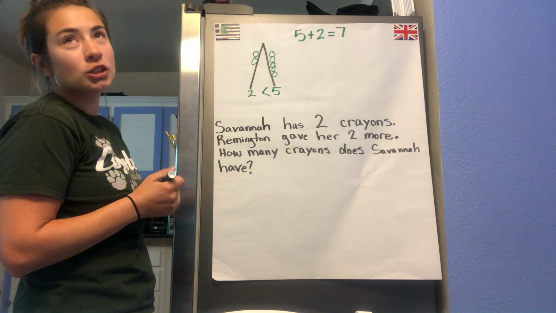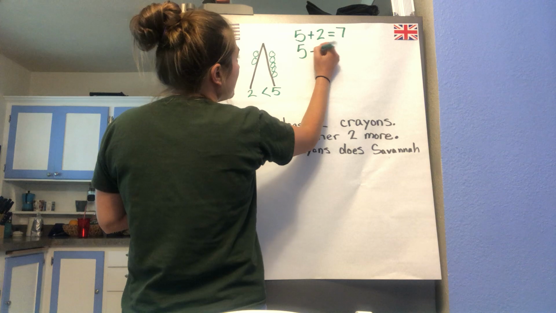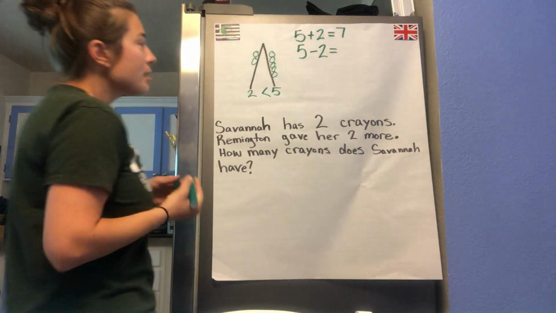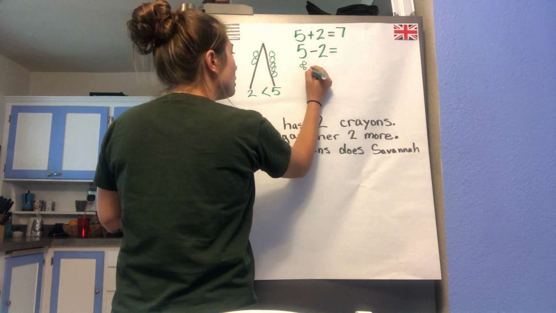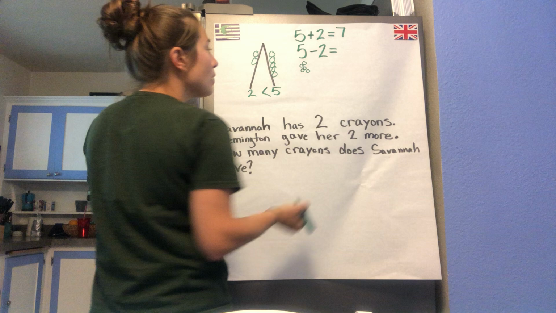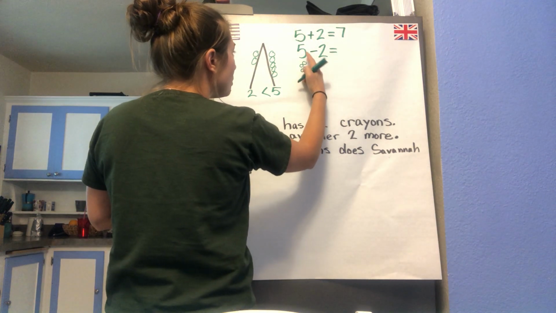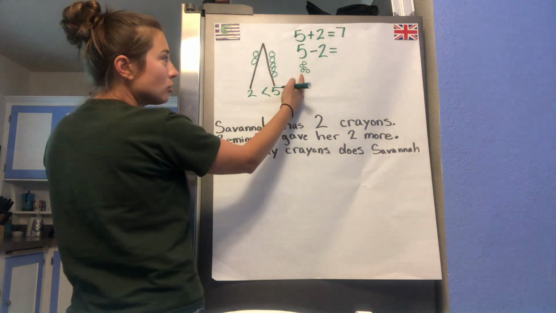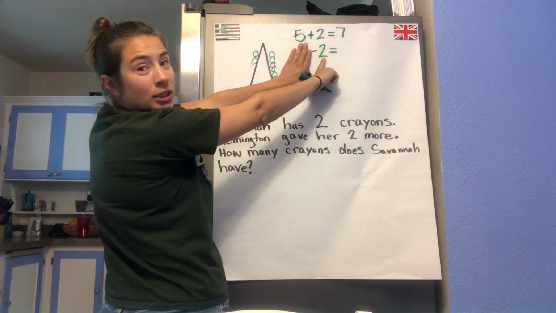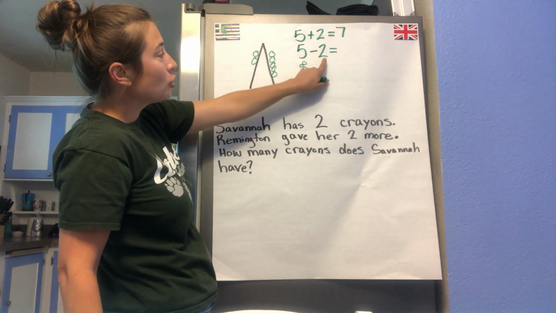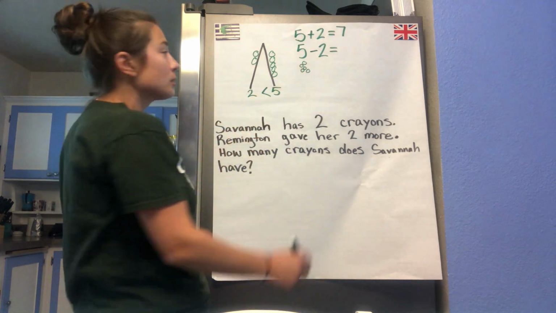Now we have to do subtraction. We have to write a 5, take away 2. 5 minus 2. I have 5 circles, so here's my 5, that's taken care of. The equation says I have to take away 2 of the circles. So that means I'm going to be crossing out 2 of the circles.